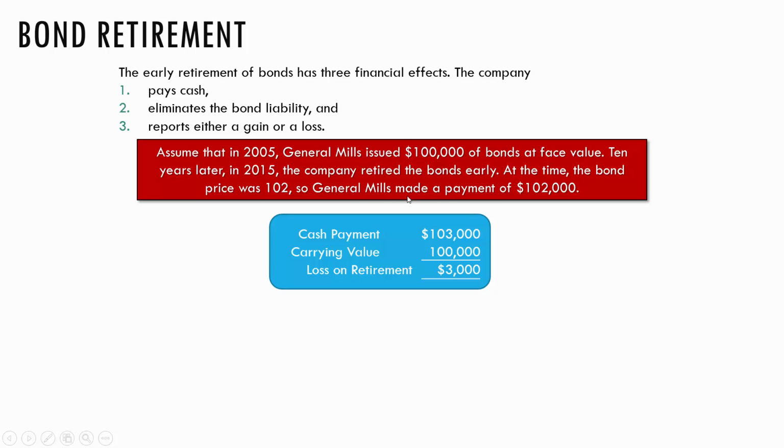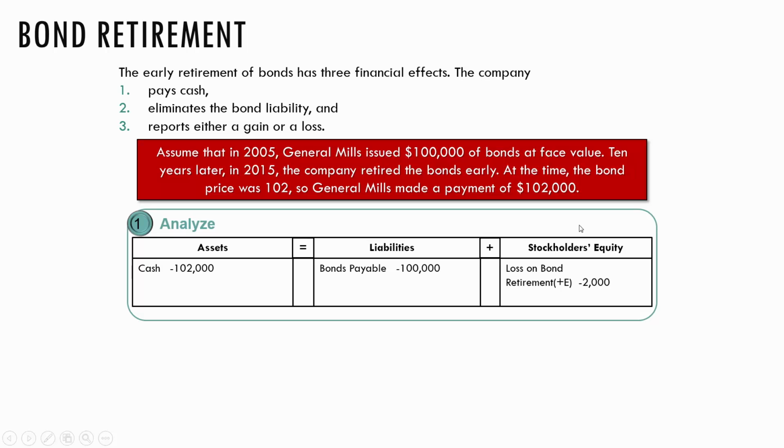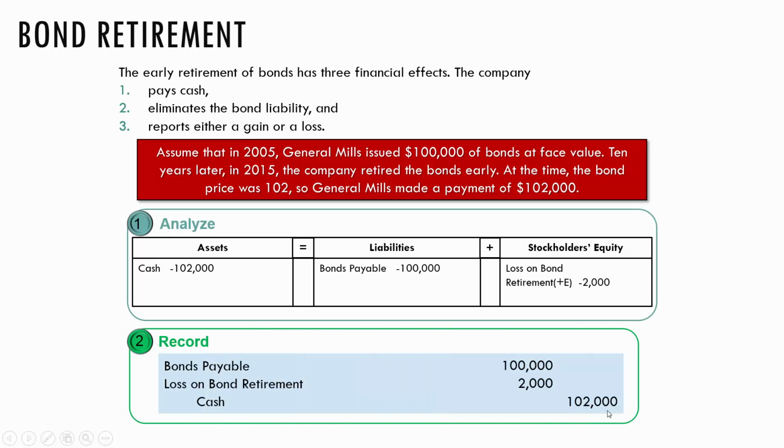Now I want you to see that there is an error here, because in here they say the cash payment was $103,000, and up here they say the payment was $102,000. So let's just take it forward and see how we can correct it. Alright, so it is indeed a payment of $102,000. When we pay the $102,000, that's the credit to cash, because that's our payment. The bond is on the books and gets removed for the $100,000. The difference is a loss on bond retirement.